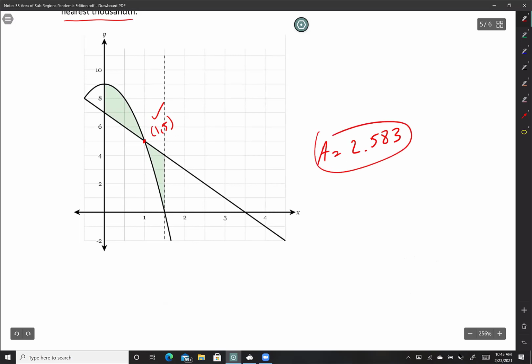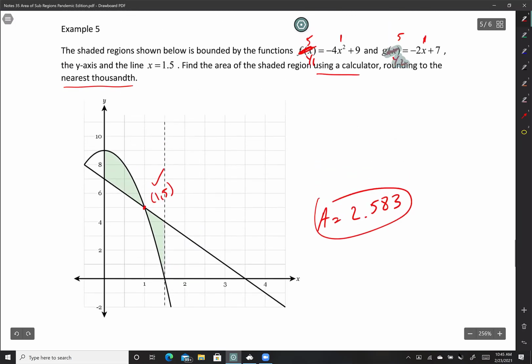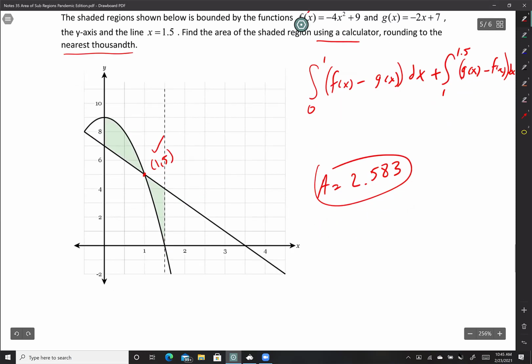2.583. If this were an AP exam, I would not write y1 and y2 because they're already telling you what the letter is. If this were an AP exam, guys, I would go 0 to 1, and then I would go f of x minus g of x dx plus 1 to 1.5 g of x minus f of x dx. Does that make sense, guys? And there it is. You're done.